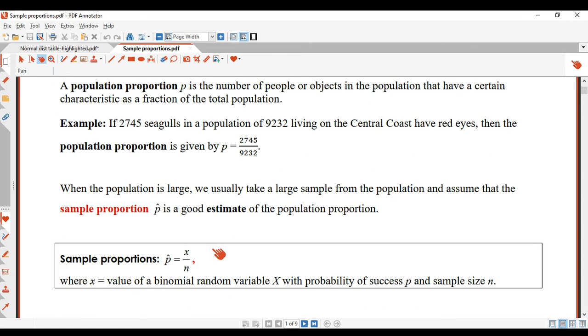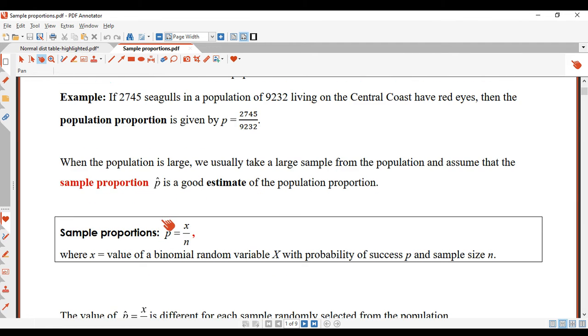Okay. Now, as long as we've got a good representative sample, we can say the sample proportion is a good estimate of the population proportion. So in an ideal world, we'd always have the population proportion because that'll give us the most accurate answer, but we've got to take samples, and so we use the sample proportion.